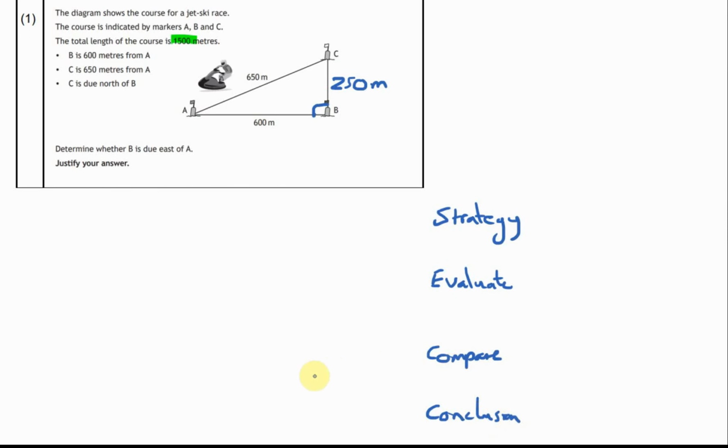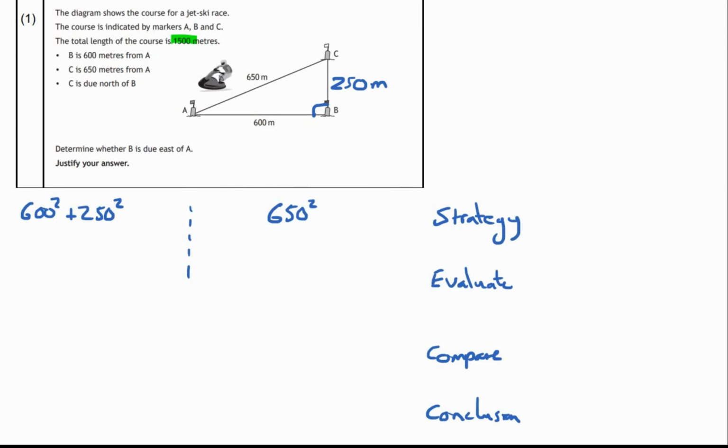So we're using the a squared plus b squared equals c squared, but we need to lay it out carefully. Our strategy is this little dotted line down the middle. Very separately, we're going to do 600 squared plus 250 squared. So that's our a squared plus b squared. And then also very separately, we're going to say 650 squared. So get our calculators out.